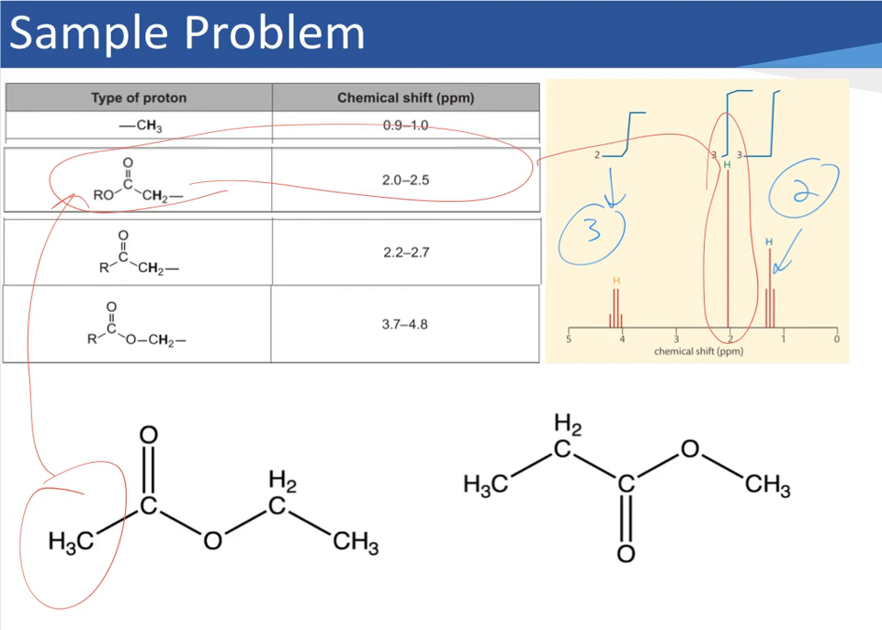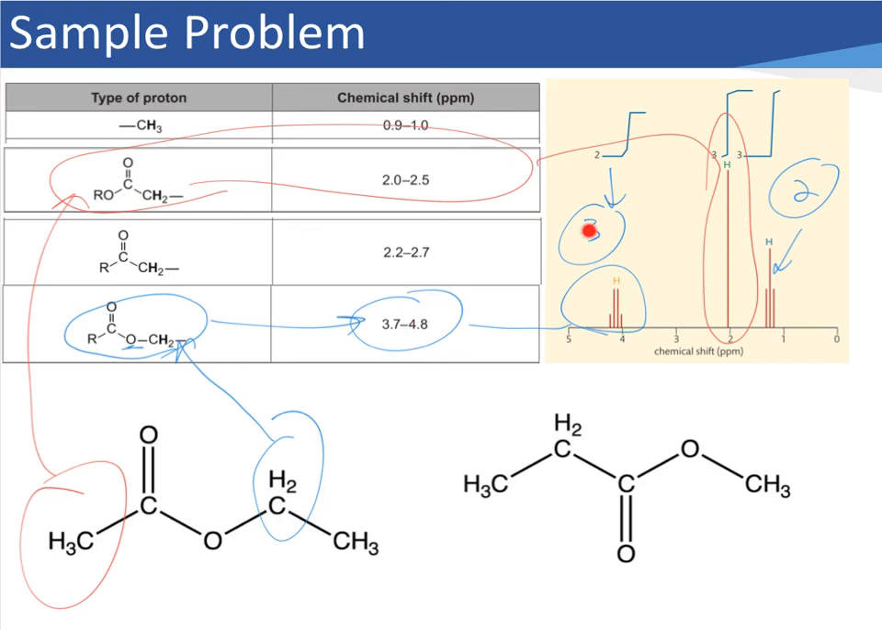Now let's look at our CH2. So our CH2 looks to be this CH2 next to the oxygen of the carbonyl, which is between 3.7 and 4.8. And that is exactly where this is. And that CH2 is split into 4 and has 3 neighboring hydrogens, which are right here.